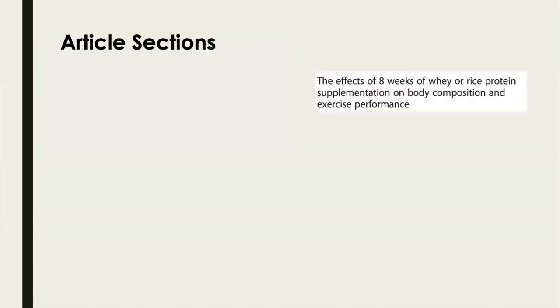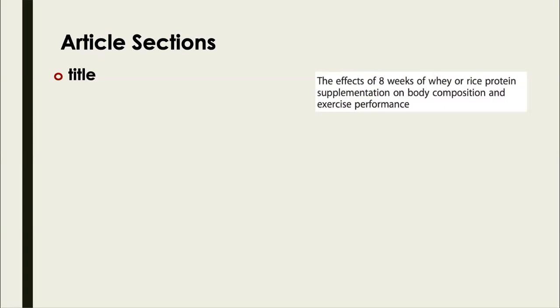So now to go into a little bit more about the different sections of articles, so you can have a little bit more understanding of what you're looking at. So first off is the title. Luckily for science majors, the titles are not creative at all. They're going to tell you exactly what you're going to read in the article. So for example, the effects of 8 weeks of whey or rice protein supplementation on body composition and exercise performance. It tells you the timeline, it tells you what they're looking at, they're telling you the measures they're looking at.